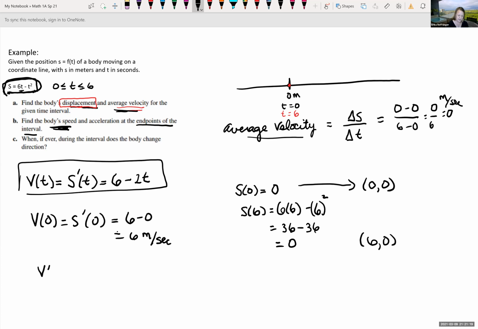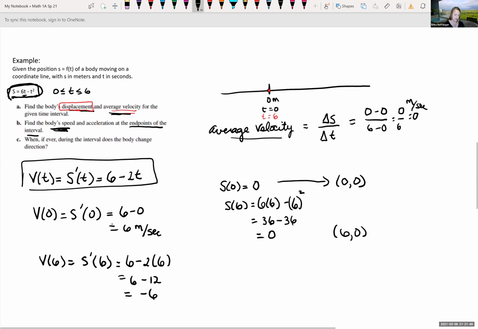If I was looking at what's happening at 6 seconds, I'm plugging this into my derivative function for the position. So the velocity at 6 seconds, v of 6, if I plug this in, I get 6 minus 2 times 6. So this is 6 minus 12, which is equal to negative 6. And so the speed, though, is the absolute value of this.